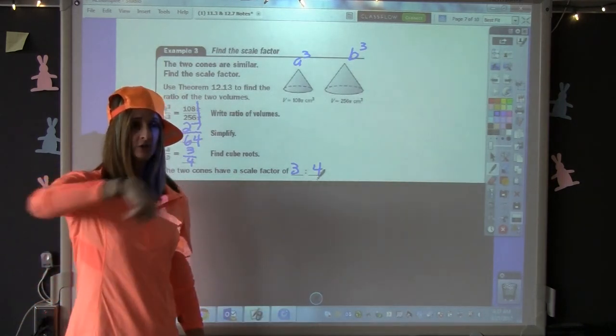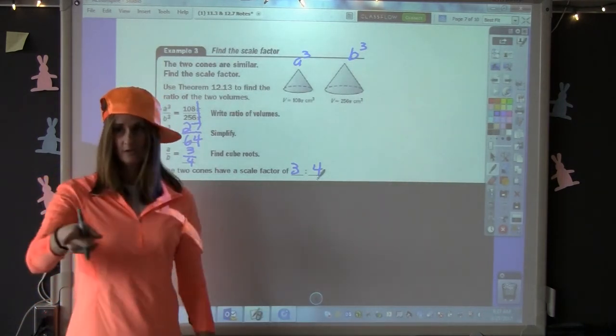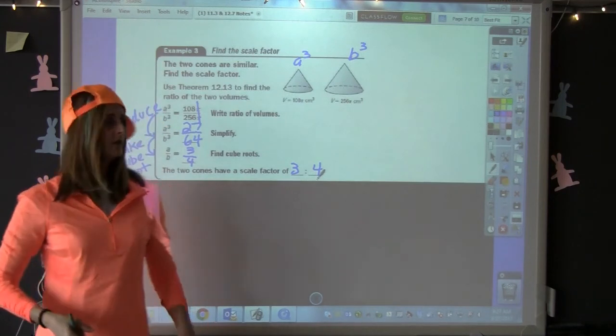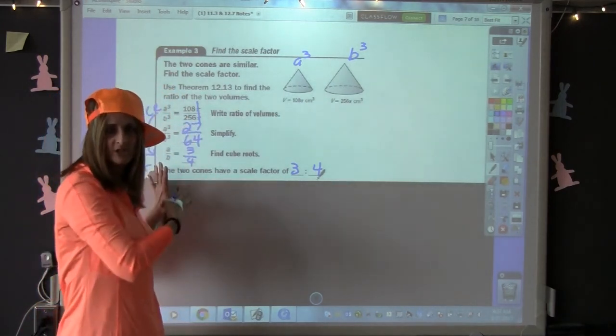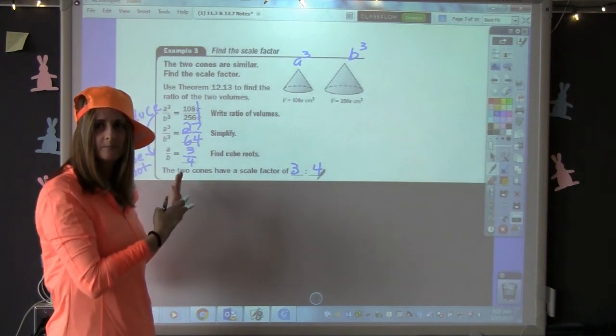That's all you need to know to do your number 7 on the graded assignment as well. This is an easier type of question that they would give you on the SOL.